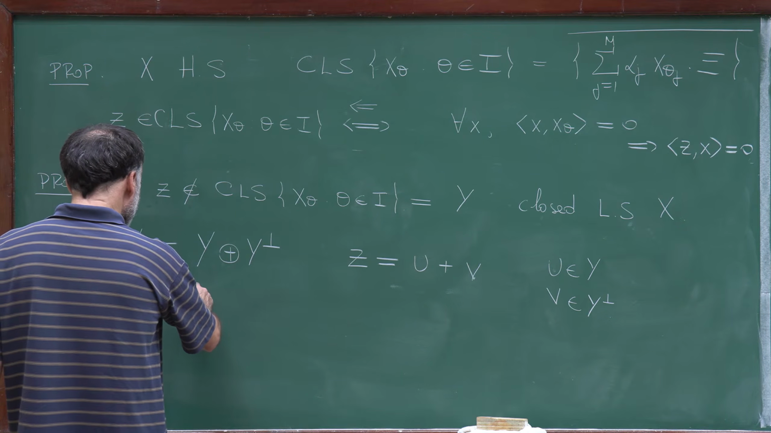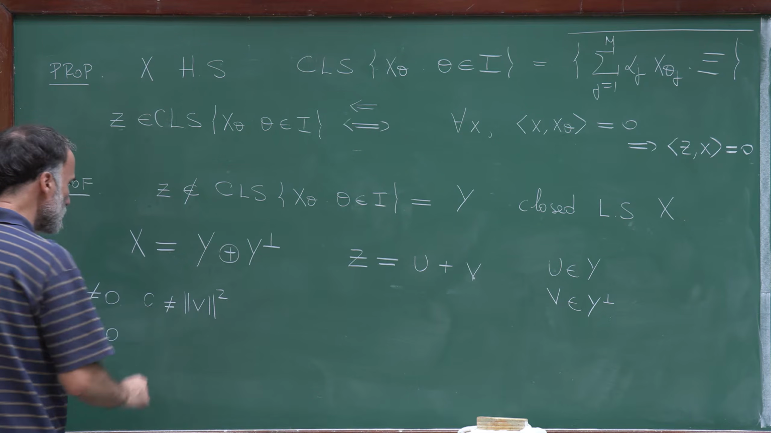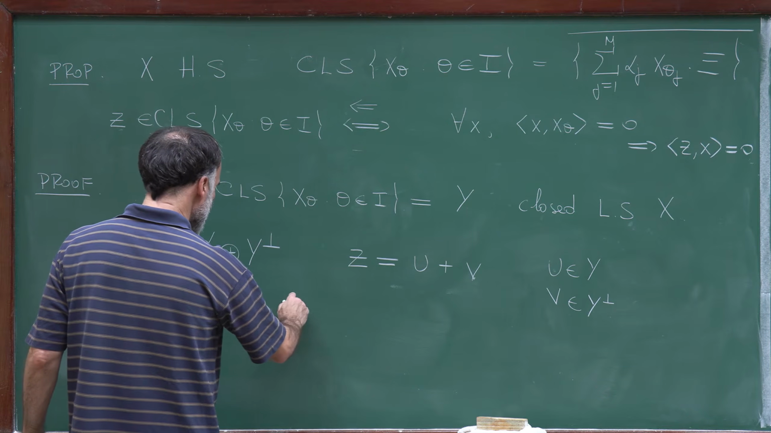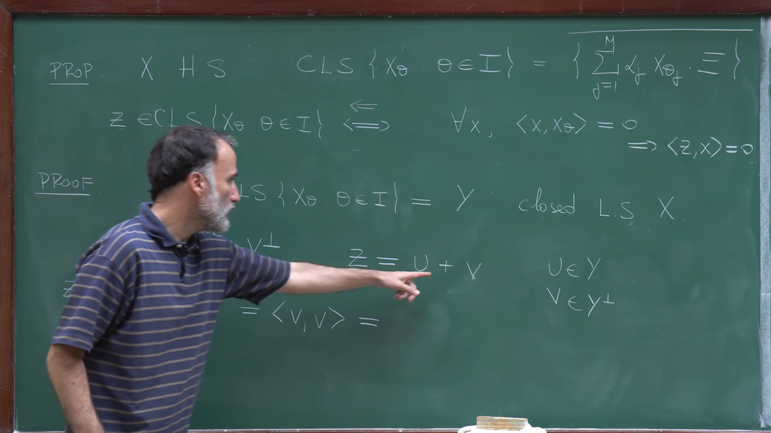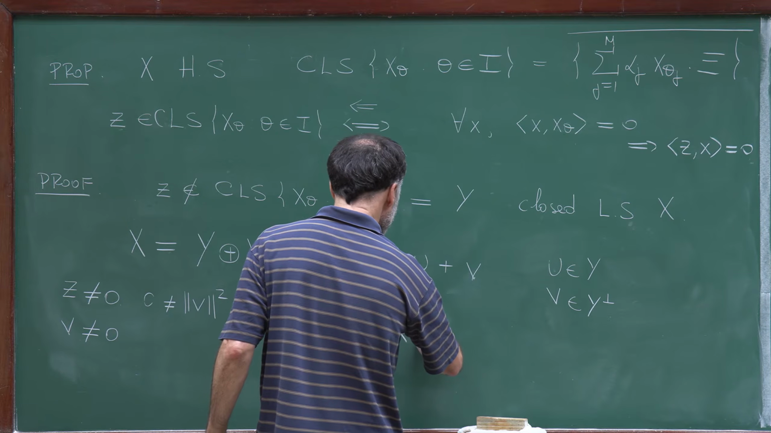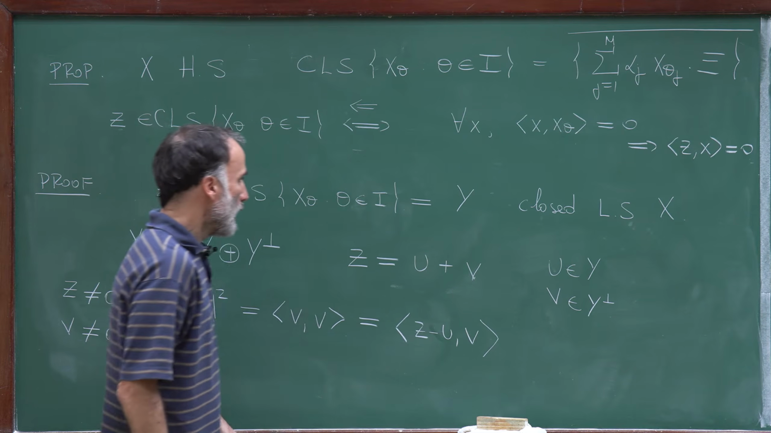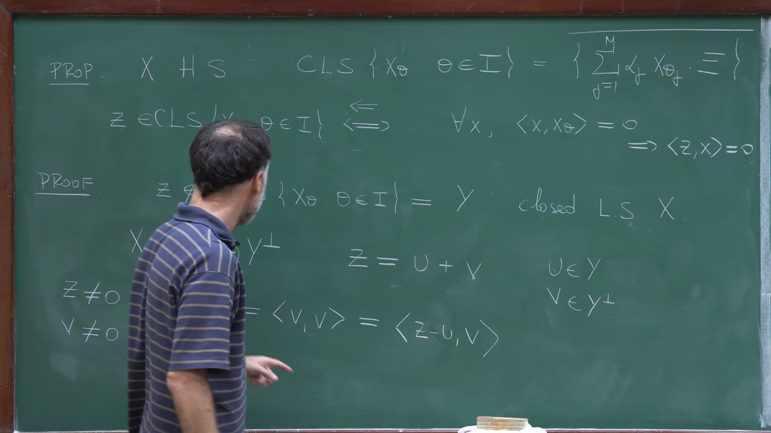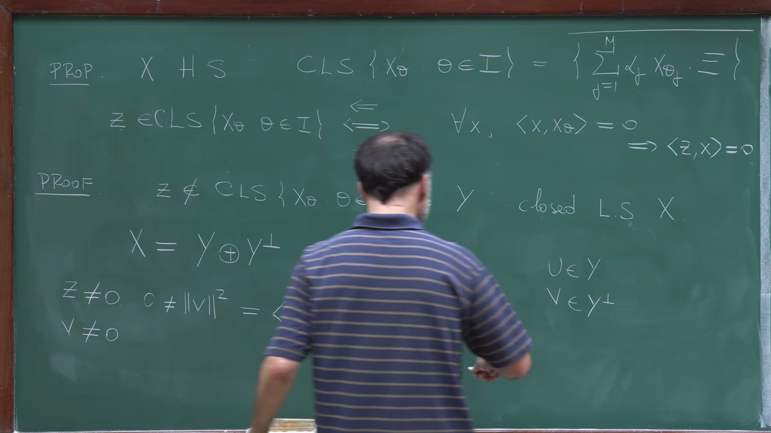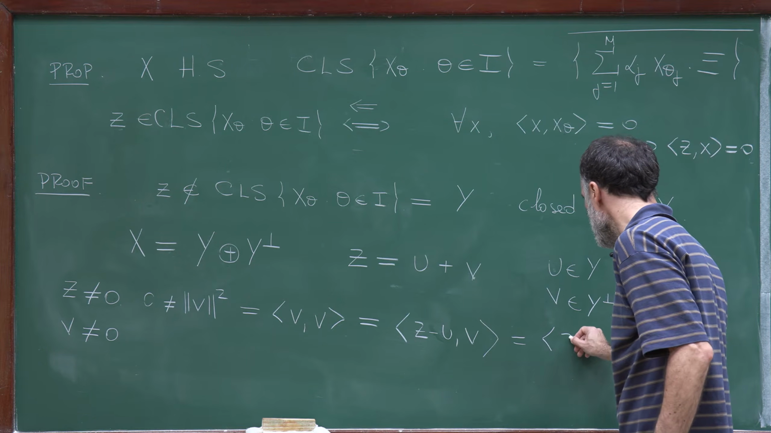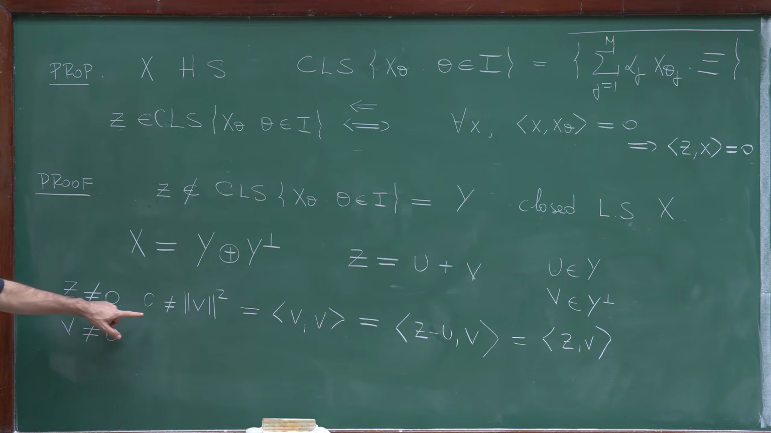So what we have is that the norm of V squared, which is different from 0 because V is different from 0, is equal to the scalar product of V with V. But V is Z minus U, so this is the scalar product of Z minus U with V. And U belongs to Y, and V belongs to Y orthogonal, so U and V are orthogonal, so this is actually equal to the scalar product of Z with V. So I have that the scalar product of Z and V is different from 0.